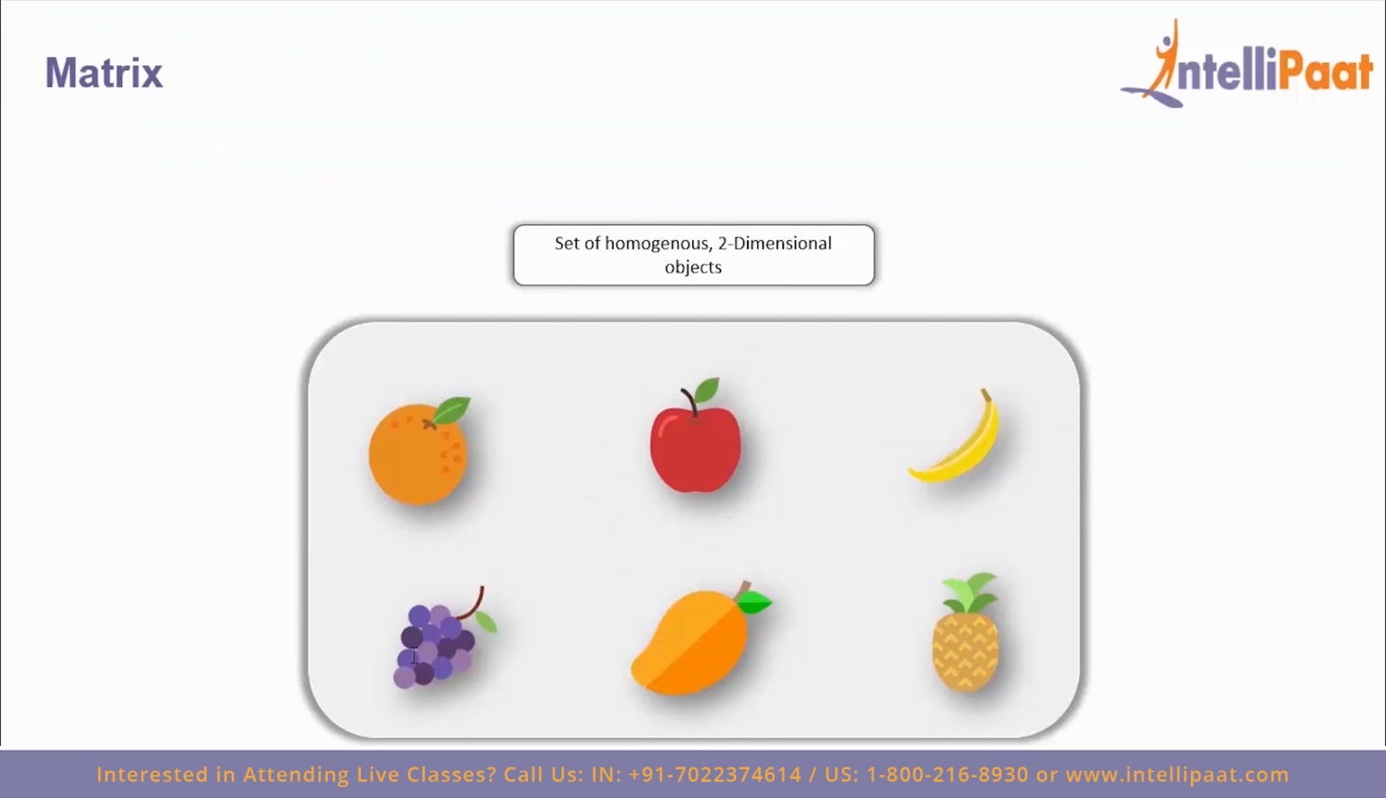Next in line is a matrix. So matrix is a homogeneous collection of elements in two-dimensional space. So over here, all of the elements belong to the same category, namely fruits, and they are arranged in the form of rows and columns. So now let me go ahead and implement matrix in R.